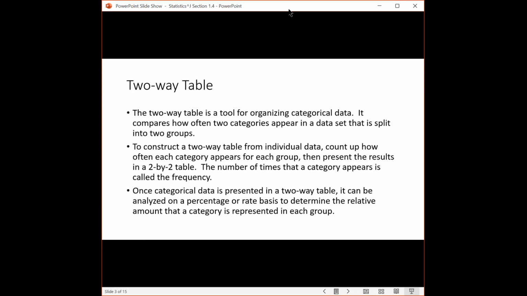The two-way table is a tool for organizing categorical data. It compares how often two categories appear in a data set that is split into two groups. To construct a two-way table from individual data, count up how often each category appears for each group, then present the results in a 2x2 table. That's why we call it a two-way table. The number of times that a category appears is called the frequency. Once categorical data is presented in a two-way table, it can be analyzed on a percentage or a rate basis to determine the relative amount that a category occurs in each group.